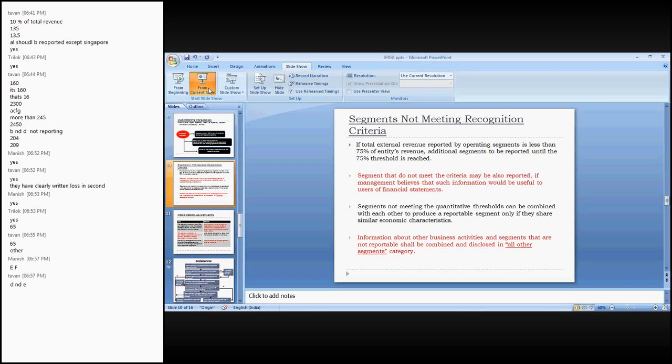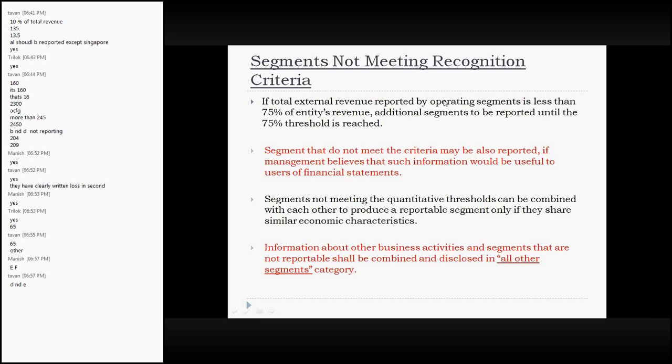So it says that if total external revenue reported by operating segments is less than 75% of the entity's revenue, additional segments are to be reported until the 75% threshold is reached. Even segments that do not meet the criteria may also be reported if management believes that such information would be useful to users of financial statements. So that is the reason I said it is the management approach first, then aggregation criteria, then quantitative threshold.